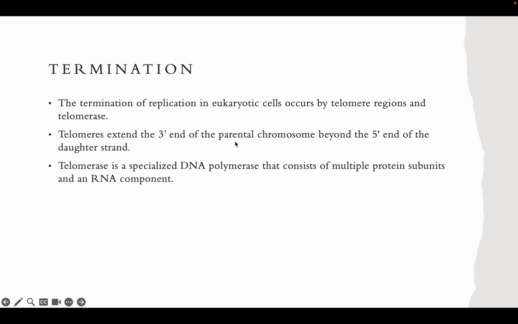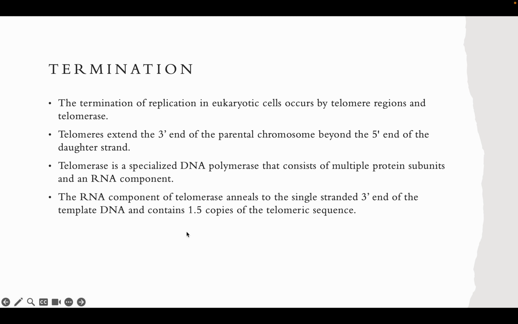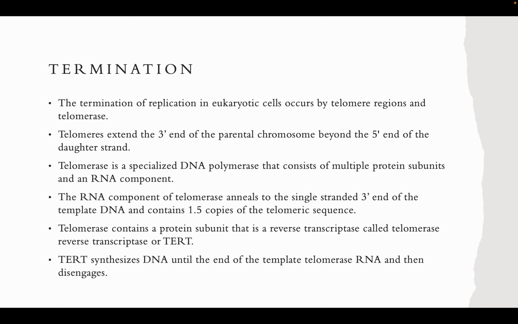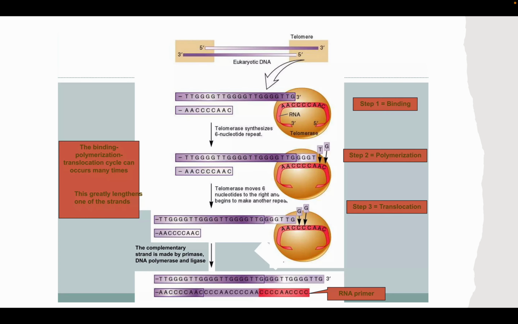It occurs on the parental chromosome, and then it recruits the telomerase, which is a polymerase consisting of multiple protein subunits and an RNA component. The RNA component anneals to the single strand of the template DNA, and contains the telomeric sequence. And then telomerase, a reverse transcriptase called TERT, synthesizes DNA until the end of the template telomerase RNA and disengages.